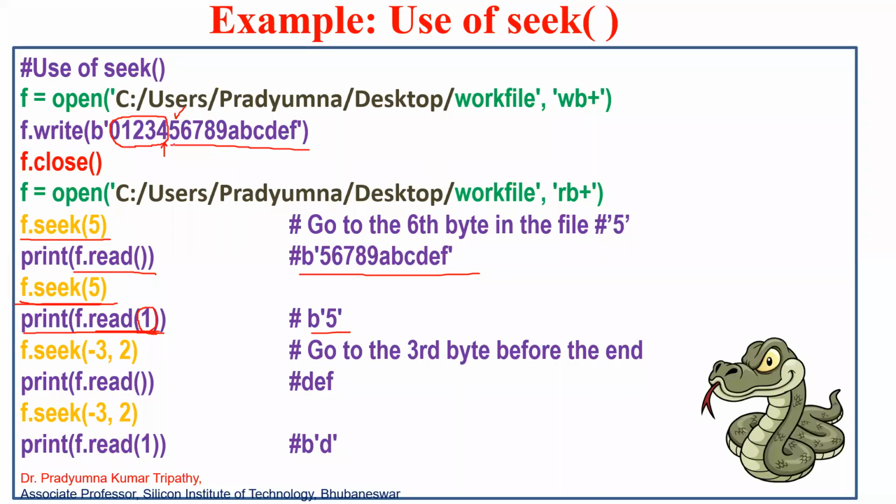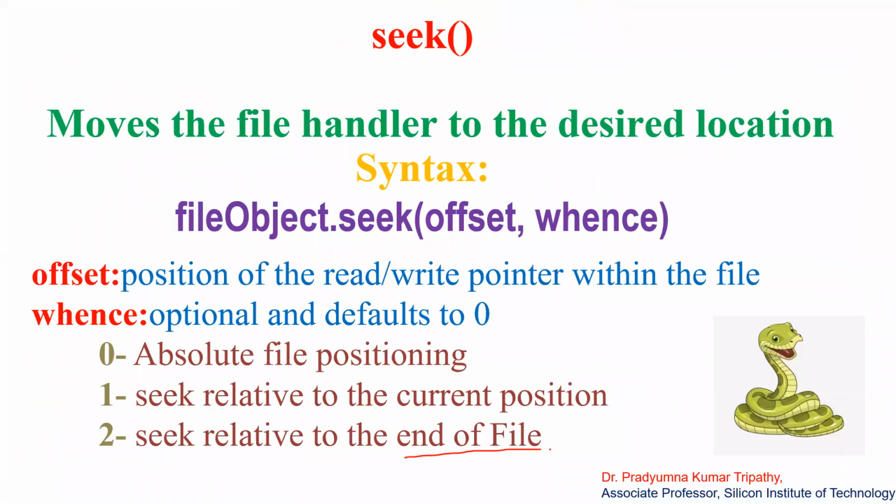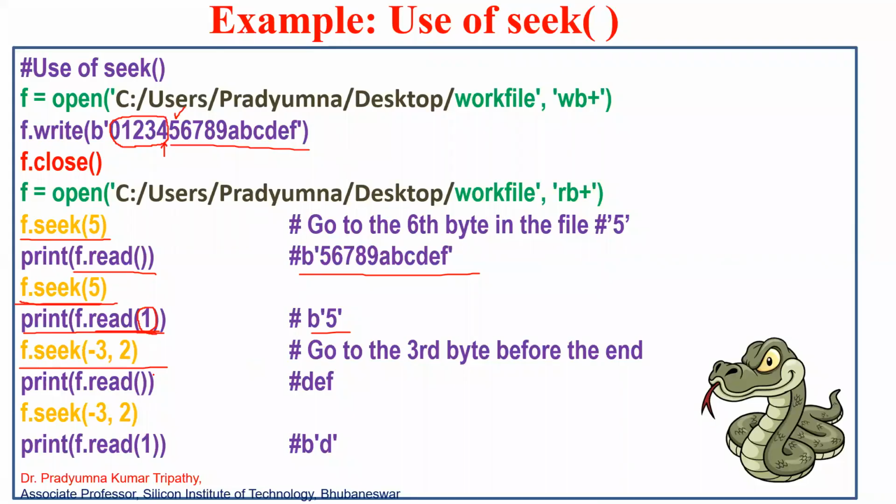But for the same value, if I give f dot seek of -3, 2. I already told you, 2 is for what? 2 is for from the end of file. Yes, so 2 is for the end of file. How many characters? 3 characters. So 3 characters from the end of file. So the output is D, E, F.